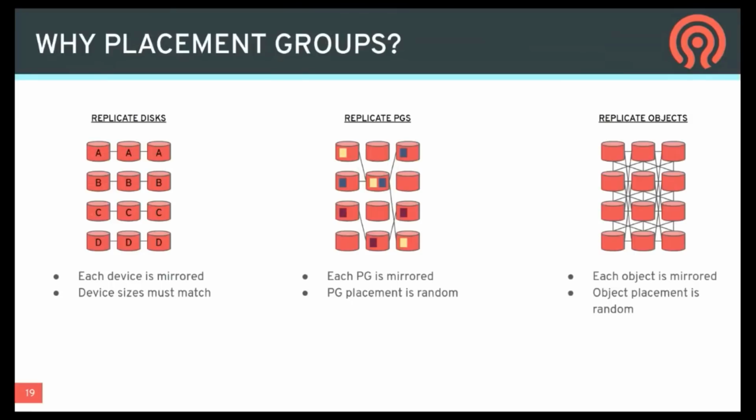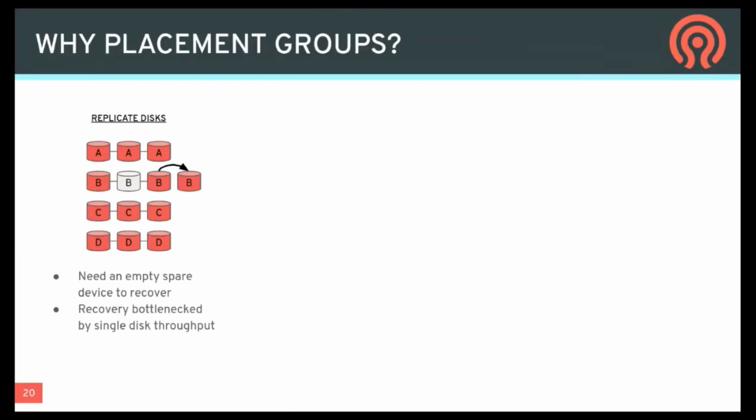And finally, you can imagine taking this to an extreme where you take every single object in the system and randomly map it to different devices. And you end up with a situation where every set of OSDs or disks in the system is sharing replica data with every other disk. So you have a tightly, fully connected mesh of storage devices. So let's look at what happens when a disk fails.